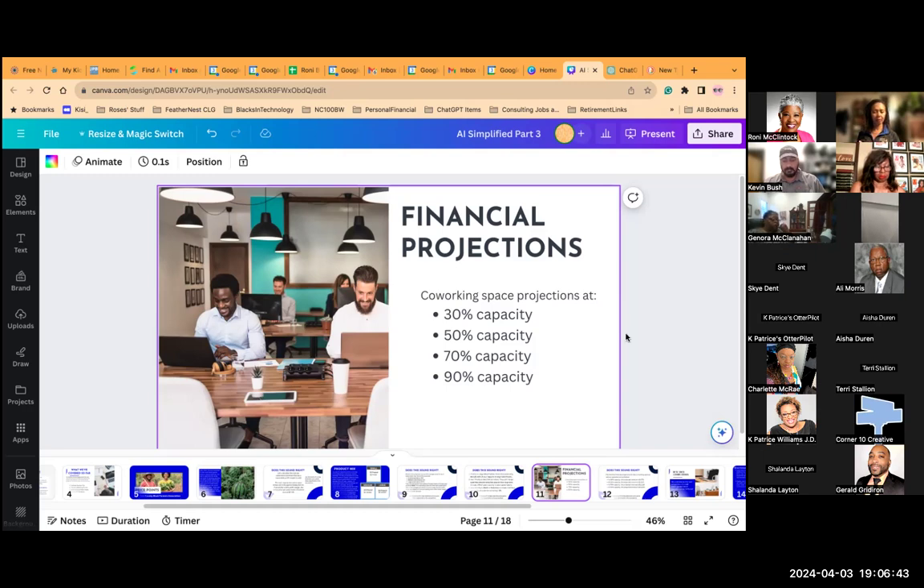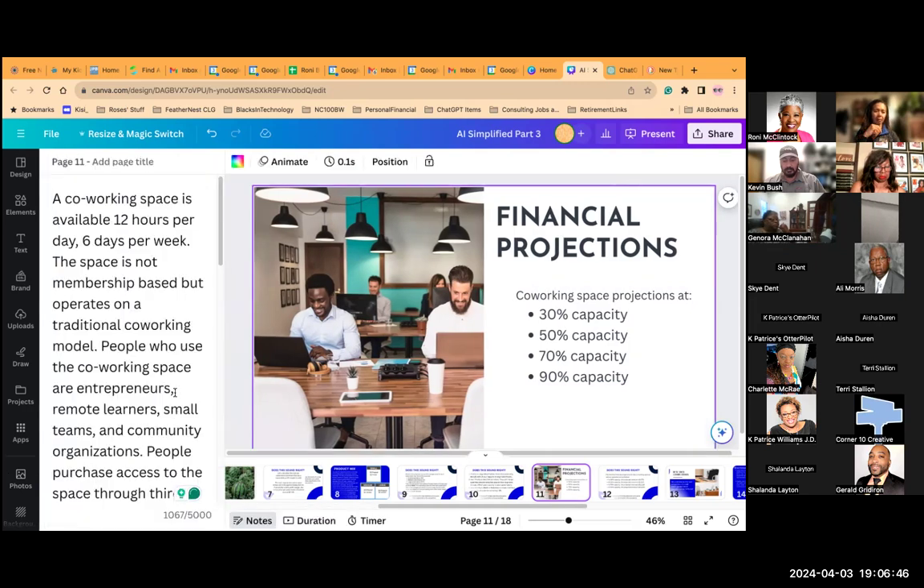So my co-working space had a bunch of stuff, and I wrote a prompt based on that. I wanted to show you how you can look at financial projections based on your capacity. This can be translated, if you're in trucking, to how many trucks you have, or mileage. You can adjust it to all of those different variables. It's very cool that you can look at different snapshots of your business based on capacity and make some real decisions. For mine, the co-working space is available 12 hours a day, 6 days a week.